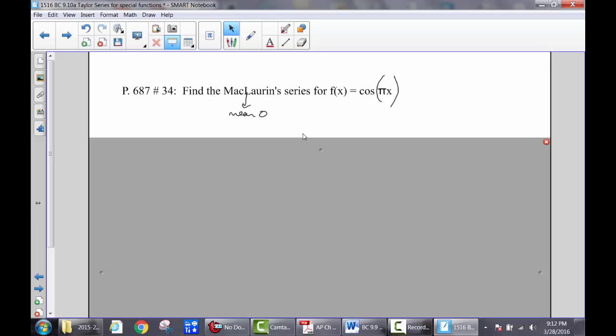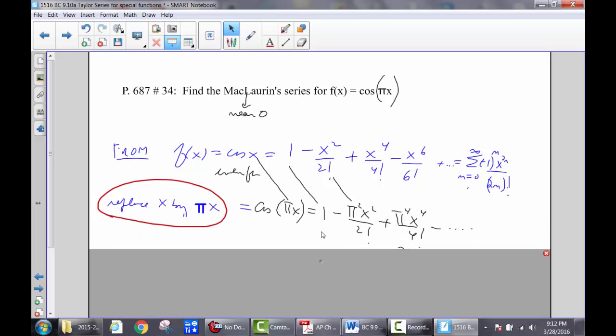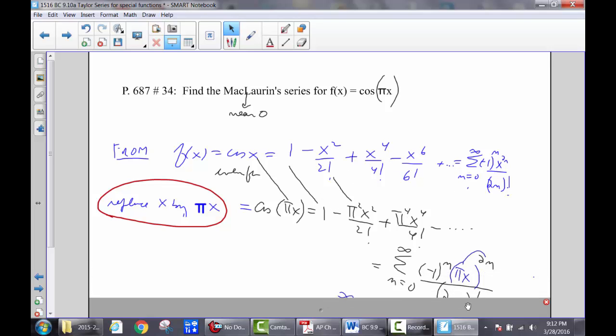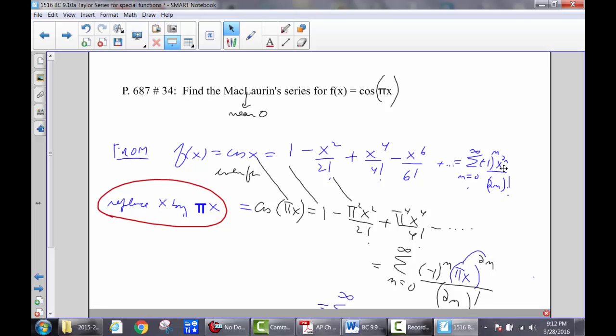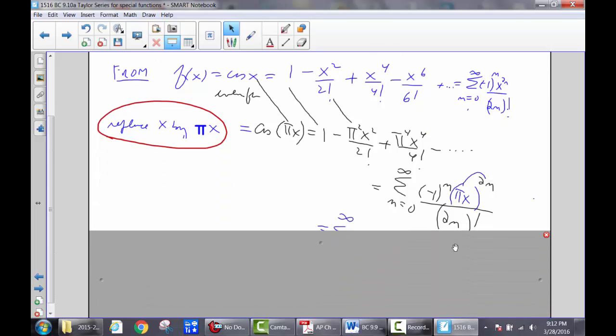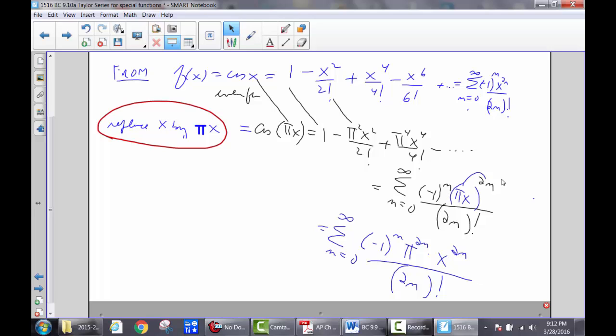Okay, so now that we know the series for cosine of x near 0, this is the cosine of pi x. All you're going to do is just replace x by pi x. That's it. Replace all the x's by pi x, and replace the x over here also by pi x. So if I take x to the 2n, replace the x by pi x, I get pi to the 2n, x to the 2n. The rest stays the same.